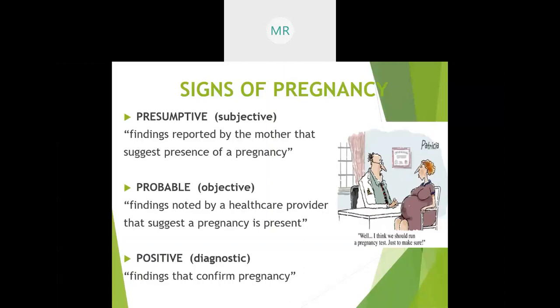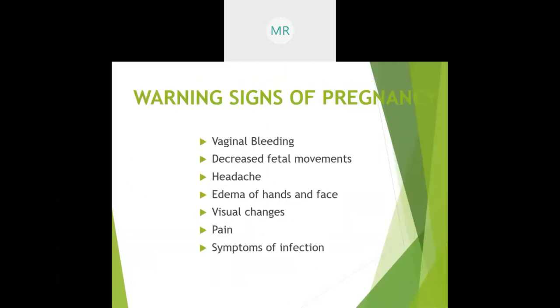And the third finding is visualization of the fetus by ultrasound. We can do a vaginal ultrasound as early as 5 to 6 weeks. And even the brain and the heartbeat can be visualized as early as 8 weeks. So visualization of the fetus by ultrasound would be your third finding, and that would be your positive diagnostic sign of pregnancy. Then we have some warning signs of pregnancy.